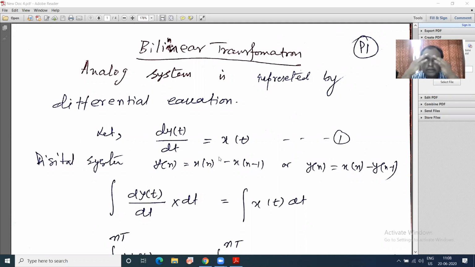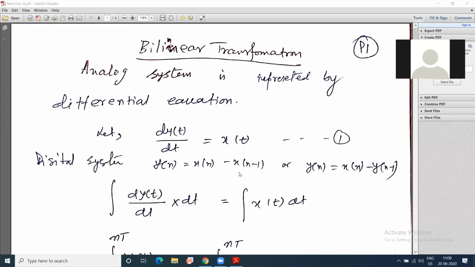The first one means what I am saying is that in the last class, we converted the analog transfer function H(s) into a digital transfer function H(z) using the impulse invariant technique, right? So this class we will learn another technique of converting an S function into a Z function, that is H(s) into H(z), another technique that we will learn today.